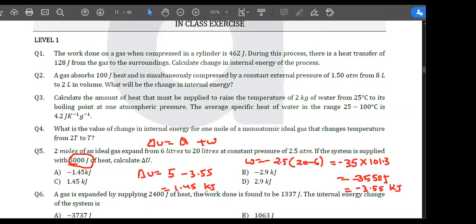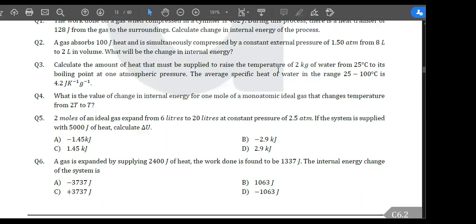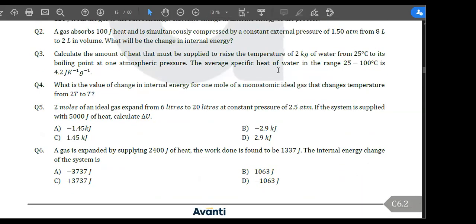So what's the answer? The answer is C, right? Got it, everyone? Okay. Now 5 is done. 6, I guess you can solve. 6 is same as 5.